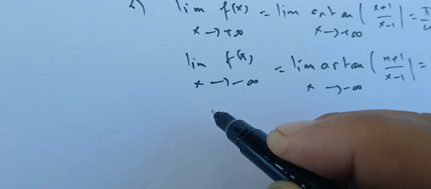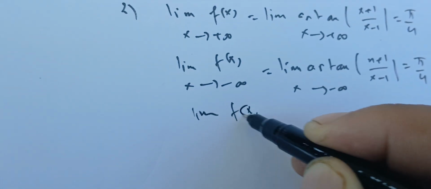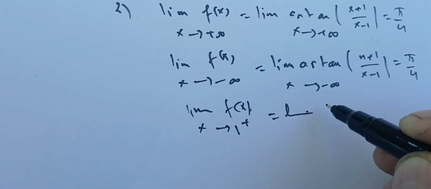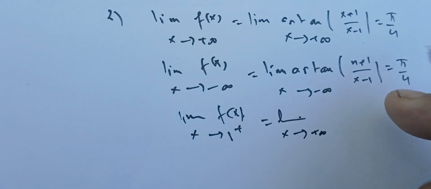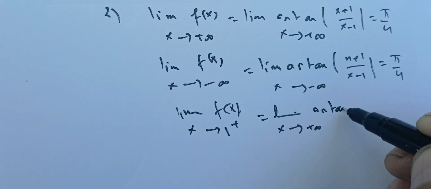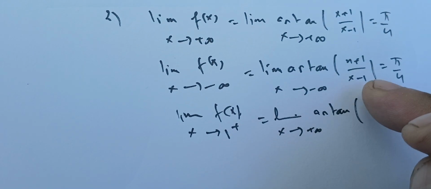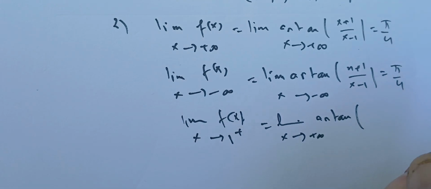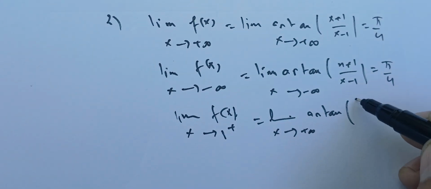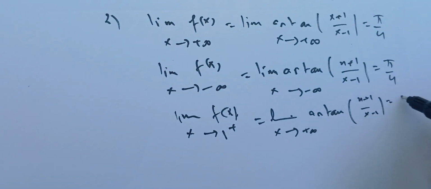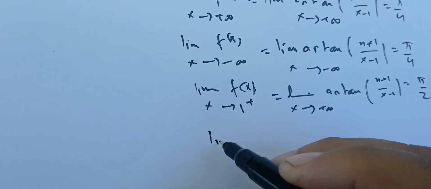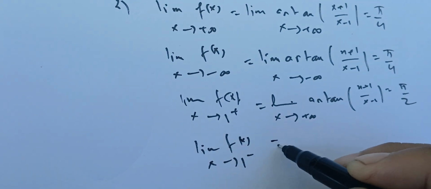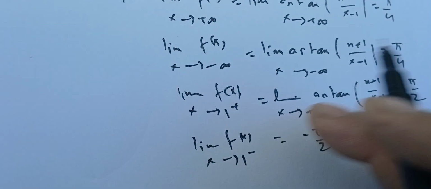Next, the limit as x goes to 1 from the right. If we plug 1 here, the limit of (x plus 1) over (x minus 1) as x goes to 1 from the right is plus infinity, and therefore this is pi over 2. The limit as x goes to 1 from the left is minus pi over 2, as you can see.